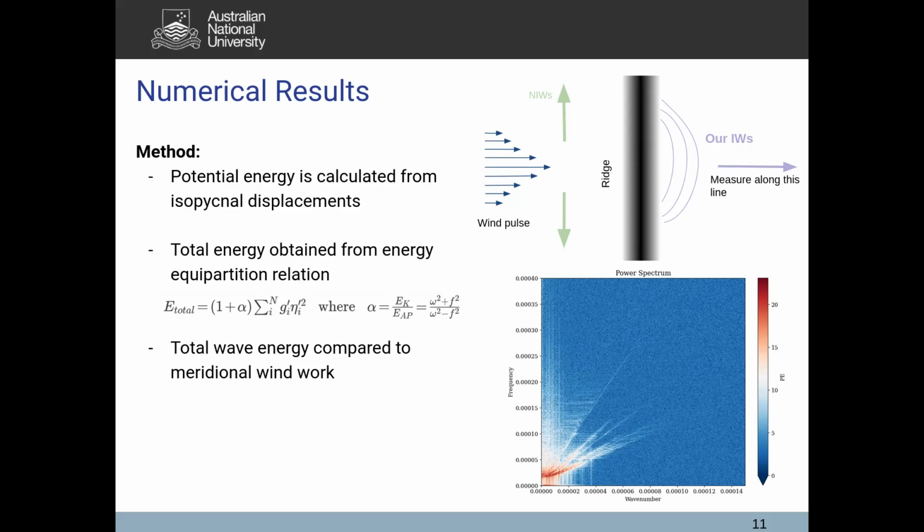So we're trying to calculate the total conversion rate of wind energy to wave energy. And so we did that by calculating the total wind work over the top of the topography zonally.